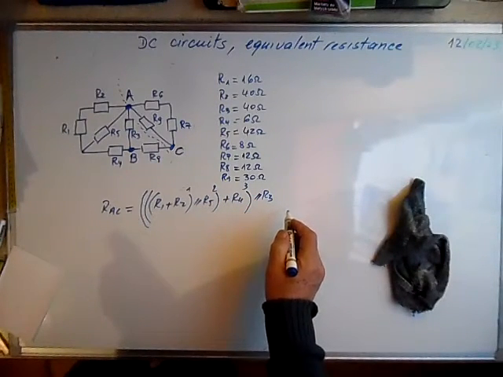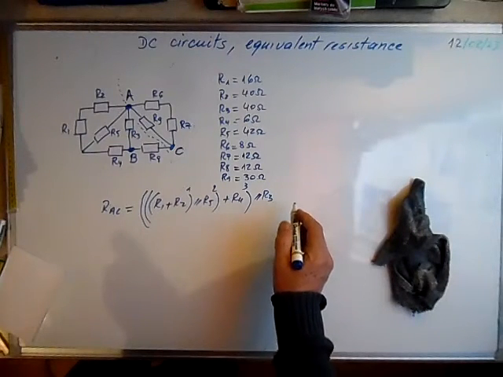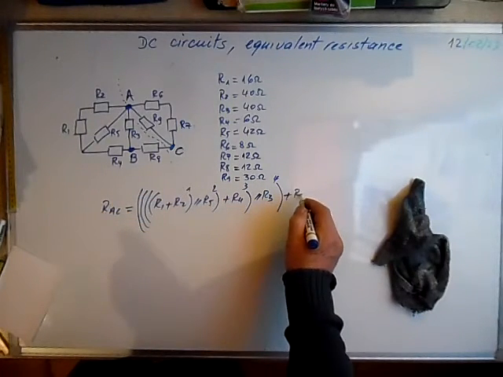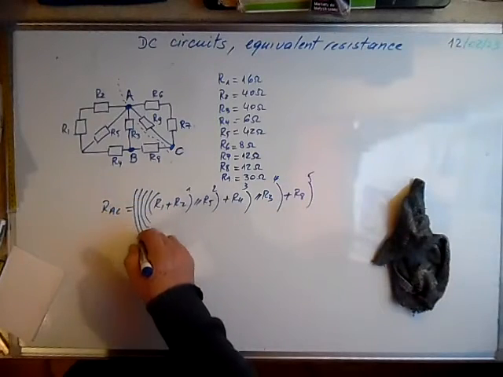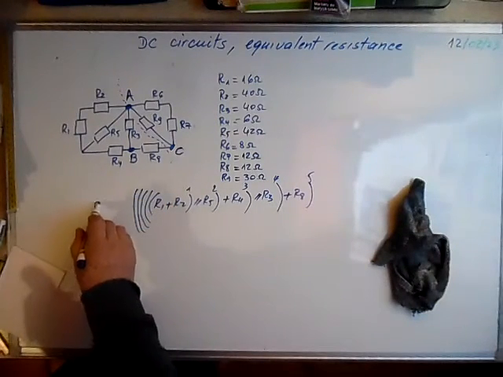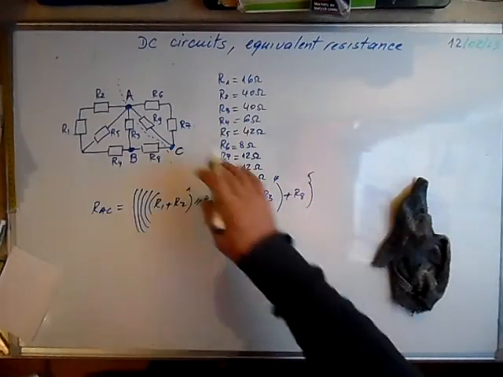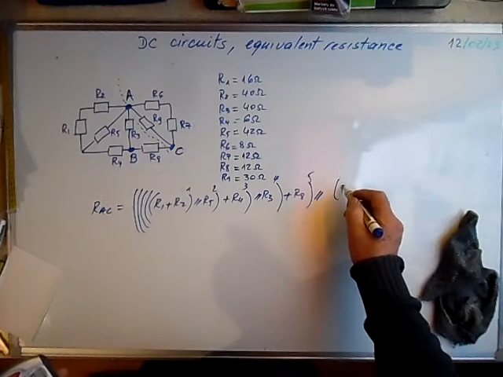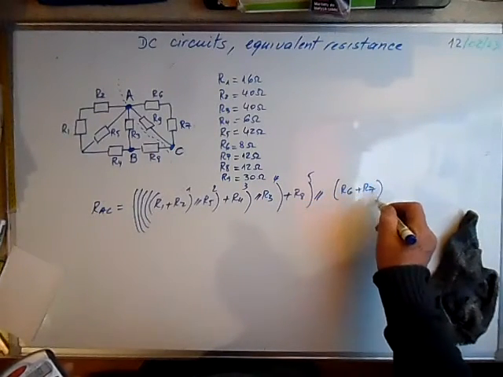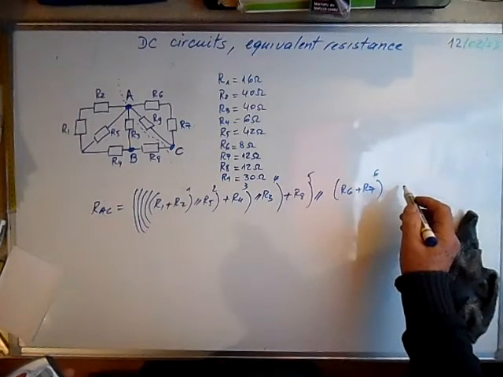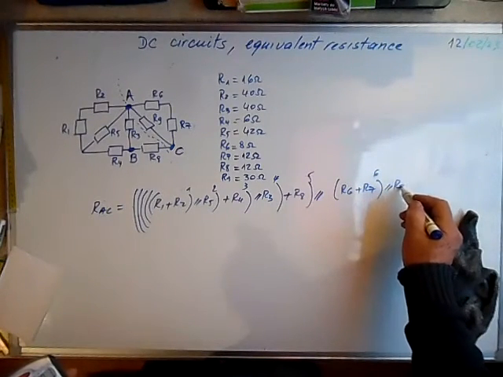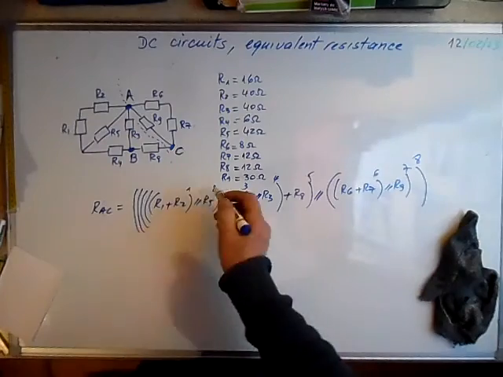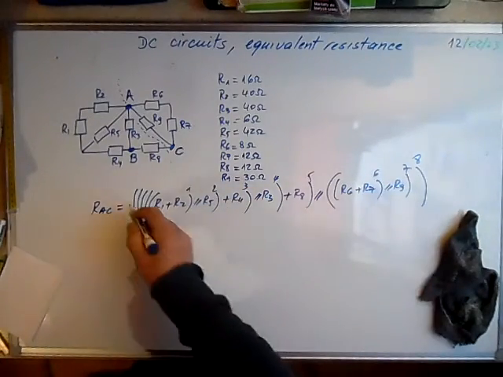Okay. And then we add R8. This is the fifth step. Now we go the other side. We have R6 plus R7. This is sixth step. Seventh step is in parallel with R9. And the eighth step, these two are in parallel with this.